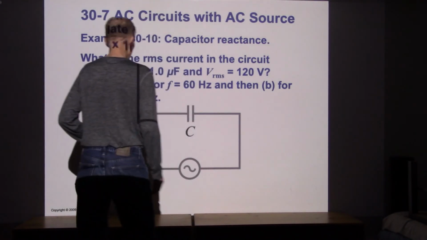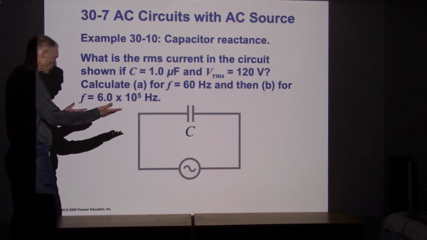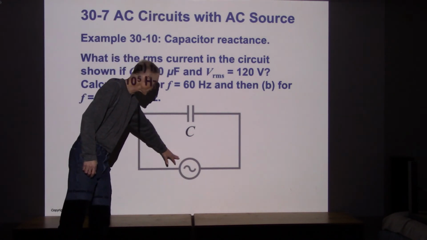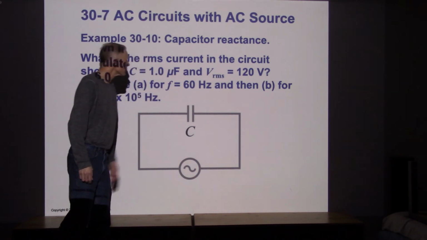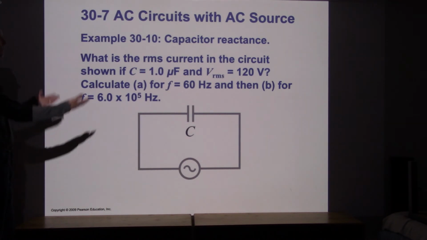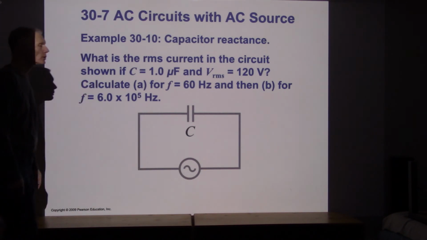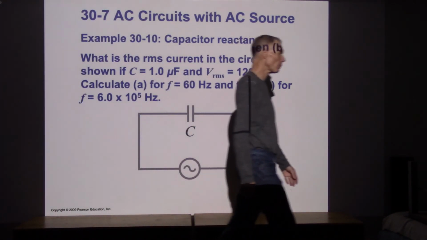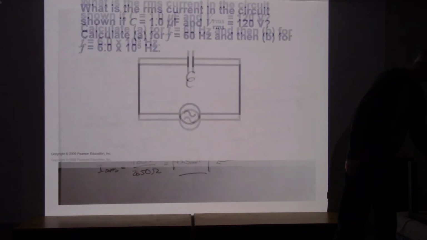All right, let's try this. Here is our circuit. It's pretty simple. It's got an AC power supply. It's got a capacitor in it. And they are asking how much current are we going to have going through this. So let's take a look at this example and see what we've got.